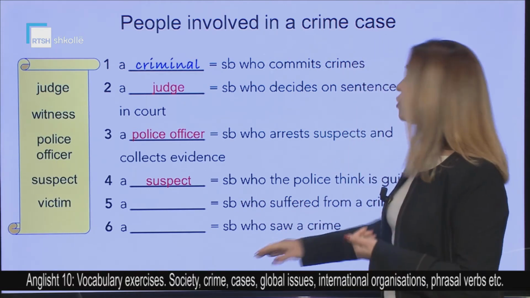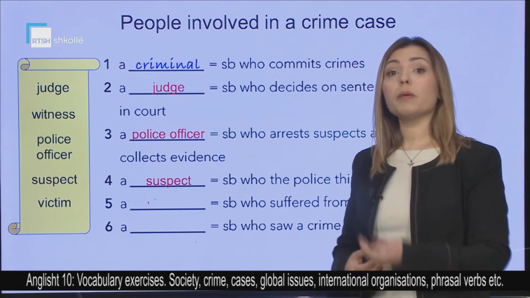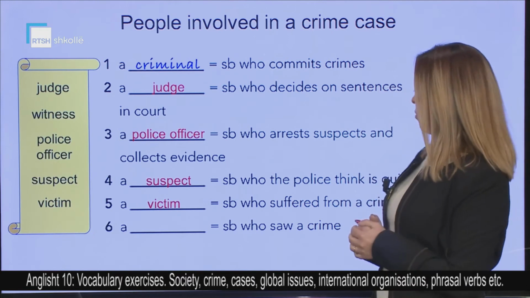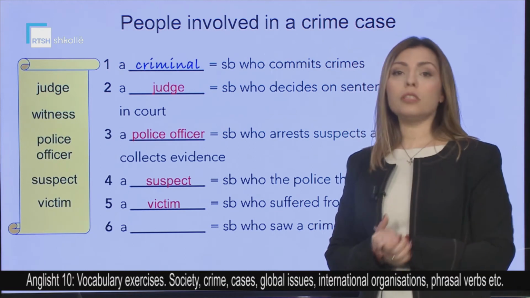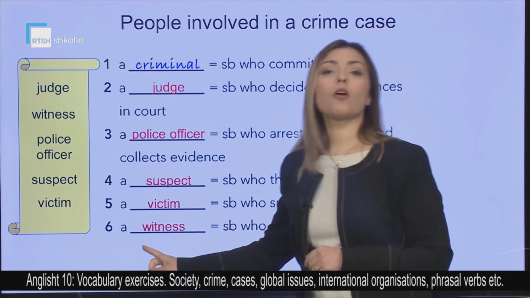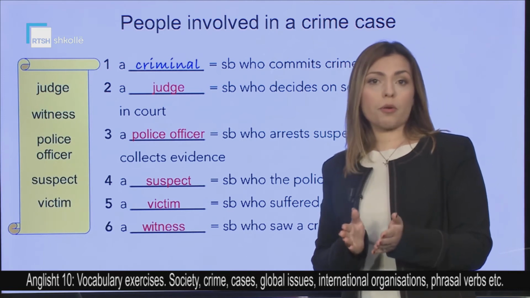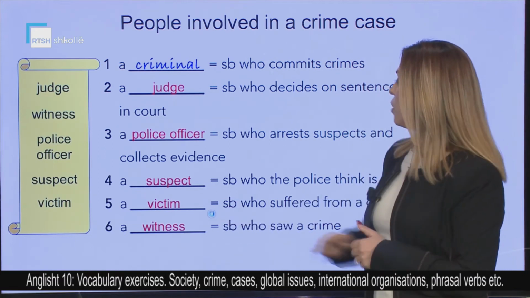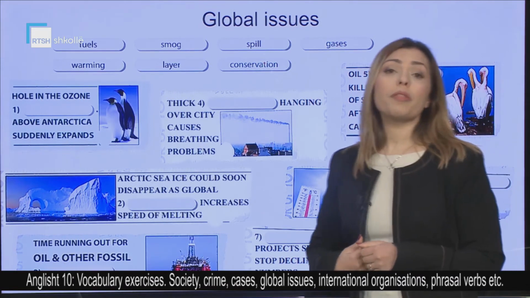Somebody who suffered from a crime because he has been mugged or because he has been robbed. This is the victim. He suffers. And somebody who saw a crime, saw something or heard something. This is the witness. Many times he might be called an eyewitness as well, because he was there when the crime was committed and he can tell what happened. All right?